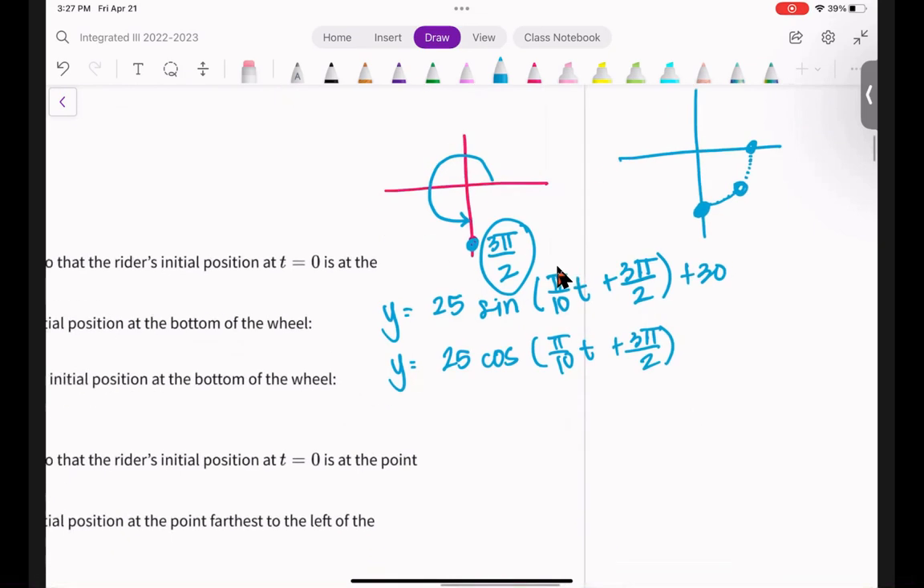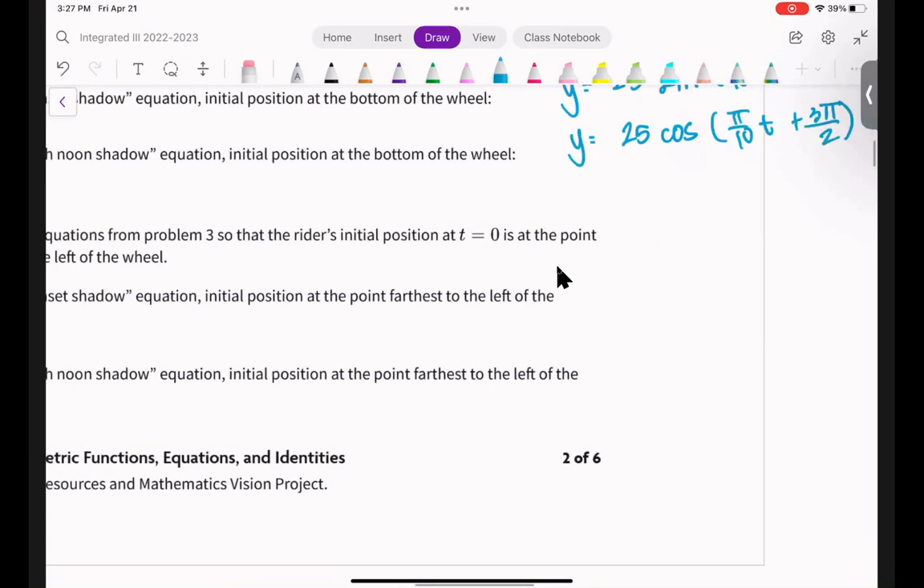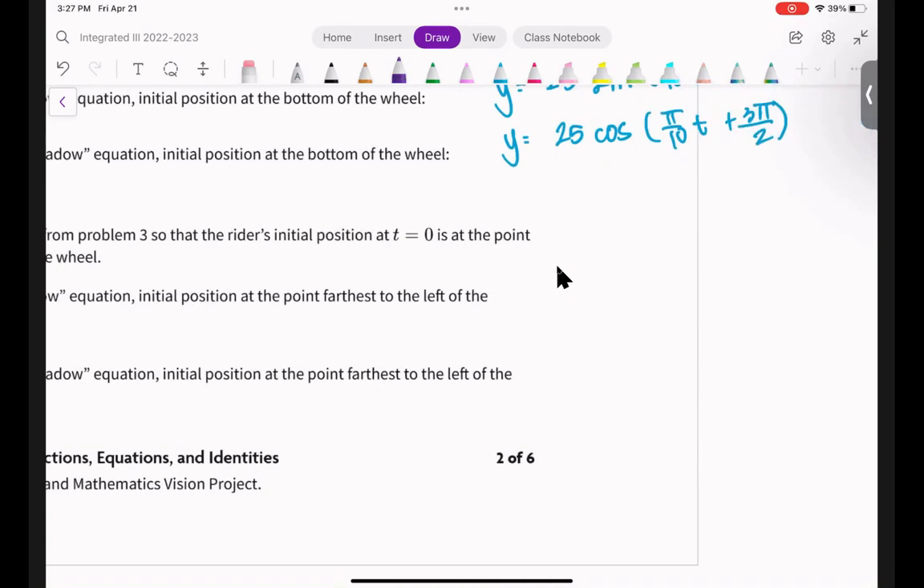All right, so I'm going to have you guys do this one. It says, revise your equation again so that the rider's initial position is at the leftmost point. Let me show you where the leftmost point is. The leftmost point is here. What is that called? Can you write me an equation that would describe that?